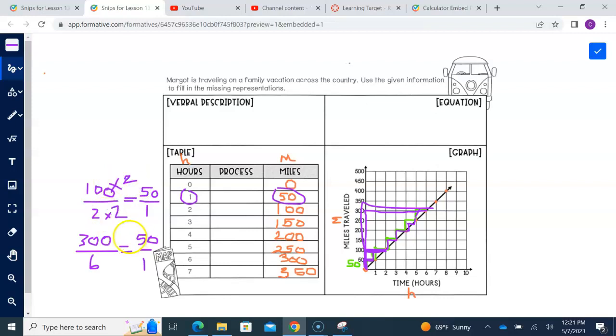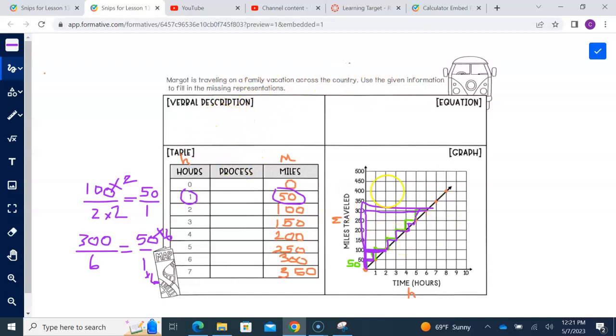And then this one right here was 6. And it will work for any of those. All right, so trying to come up with the verbal description. Margot is traveling on a family vacation across the country. Use the given information to fill out the missing representations.